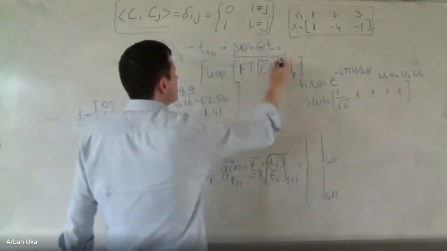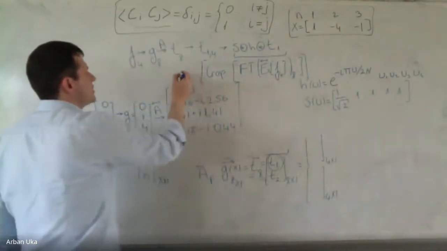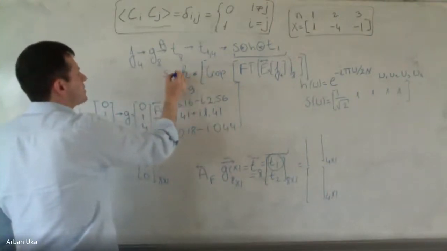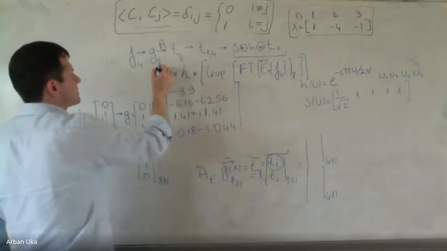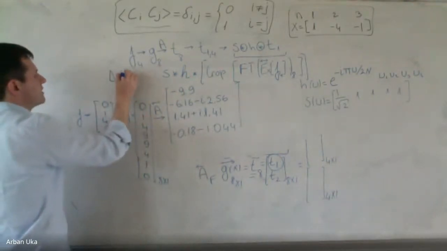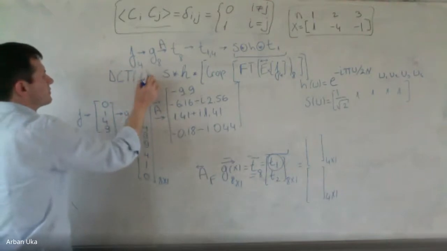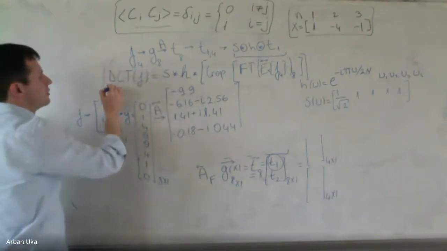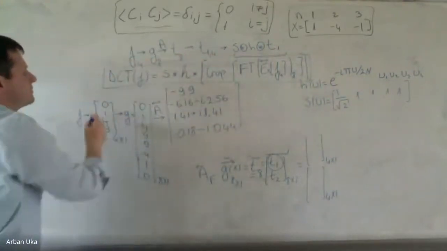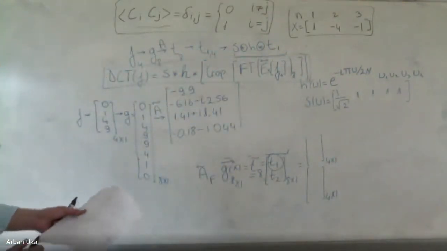We multiply this with the function h, and then we multiply with this normalization factor s. Okay, so this is equal to the discrete cosine transform of f, and this is equal to this. It has quite a few operations to do.